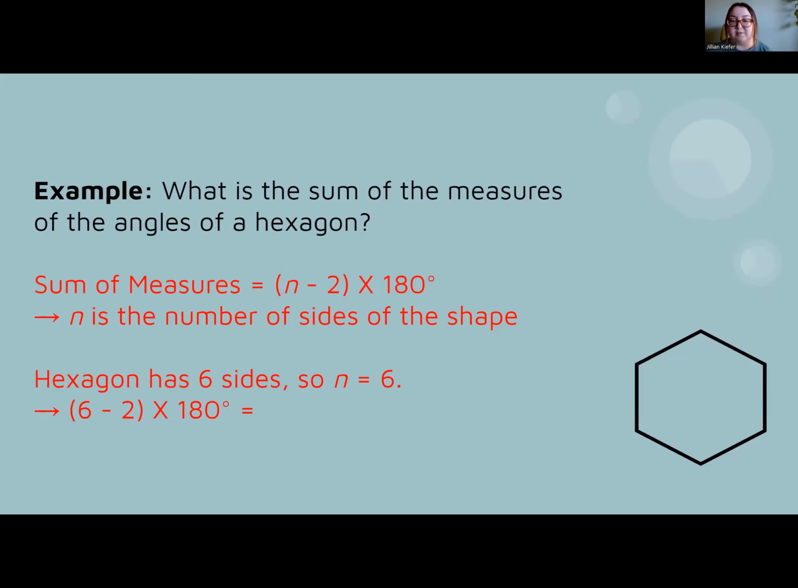So we plug 6 in for n into our formula. 6 minus 2 times 180 degrees gives us 4 times 180 degrees. And that answer is 720 degrees. So the sum of the measures of the angles of our hexagon is 720 degrees.